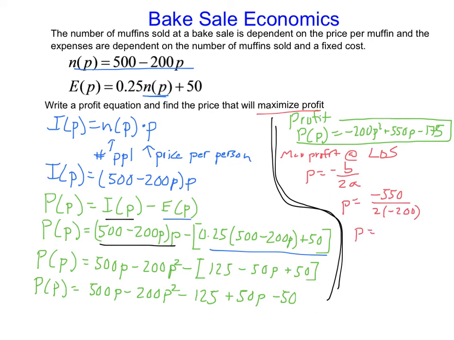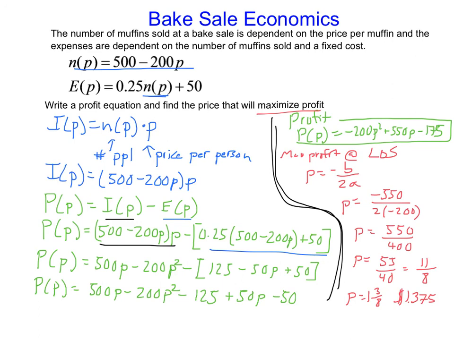Now they're both negative, so eventually this becomes positive 550 over 400, and we can cancel out a 0. We get 55 over 40. Both of those are divisible by 5. We get 11 over 8, and that is 1 3/8, or $1.375. And because it's a line of symmetry, at $1.37 and $1.38, we're going to make the same amount of money, because that's just half a cent away from each of these, so you can kind of take your pick.